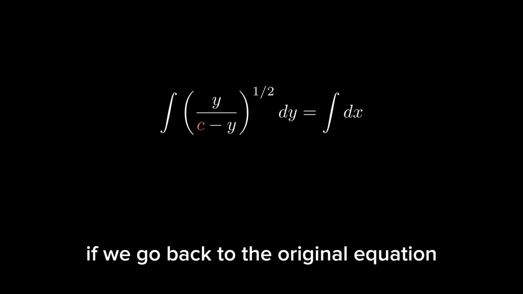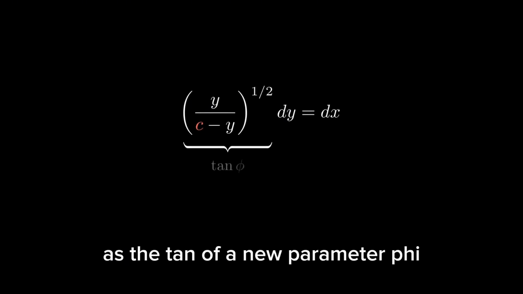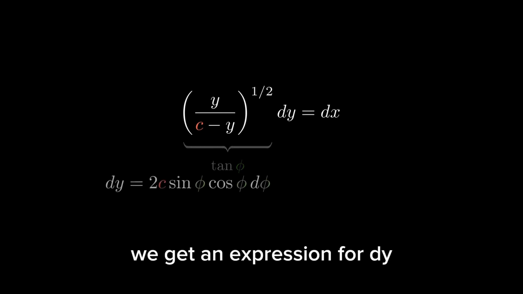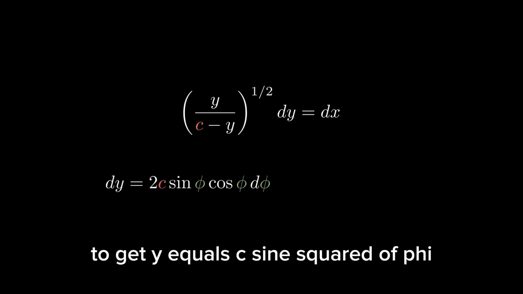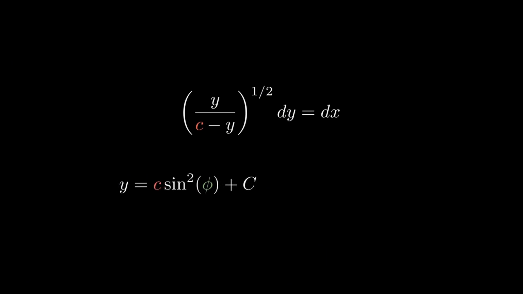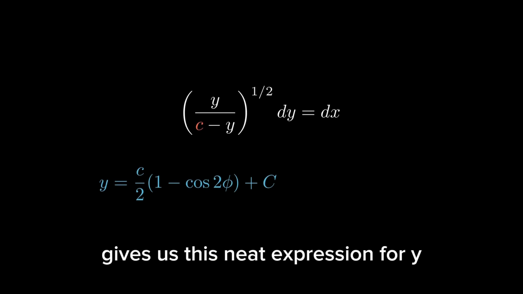If we go back to the original equation and express this part under the square root as the tan of a new parameter phi, then by implicitly differentiating, we get an expression for dy that we can then integrate in terms of phi to get y equals c sine squared of phi plus an integration constant. Getting rid of the sine squared using a trig formula gives us this neat expression for y.